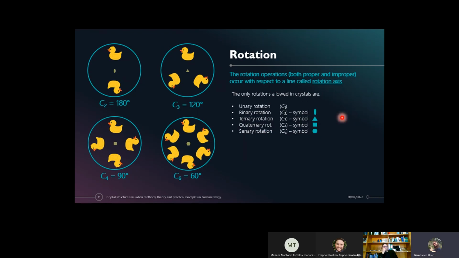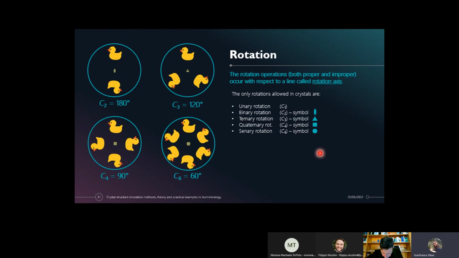So you noted that there were different symbols here. These are crystallography symbols used by crystallographers to show what kind of rotation axis is present here. And you can see an ellipse for a binary axis, a triangle for a ternary rotation, a square for a quaternary rotation, and for a senary or six-fold rotation, a hexagon.